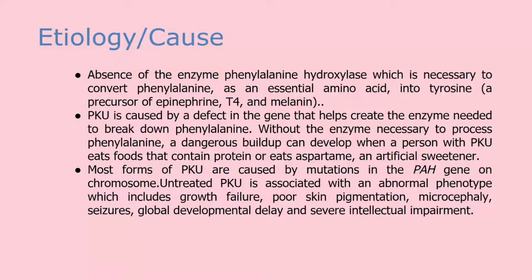For etiology and cause, there is an absence of the enzyme phenylalanine hydroxylase, which is necessary to convert phenylalanine, an essential amino acid, into tyrosine. PKU is caused by a defect in the gene that helps create the enzyme needed to break down phenylalanine. Most forms of PKU are caused by mutations in the PAH gene on chromosome 12. Untreated PKU is associated with an abnormal phenotype which includes growth failure, poor skin pigmentation, microcephaly, seizures, global developmental delay, and severe intellectual impairment.